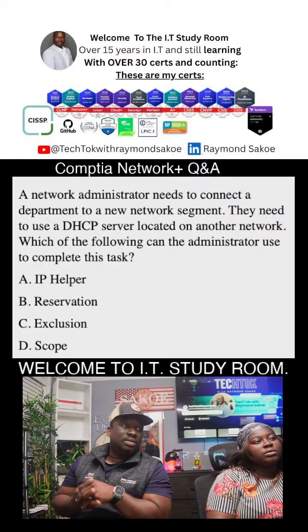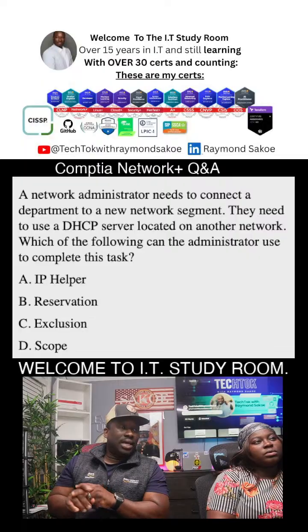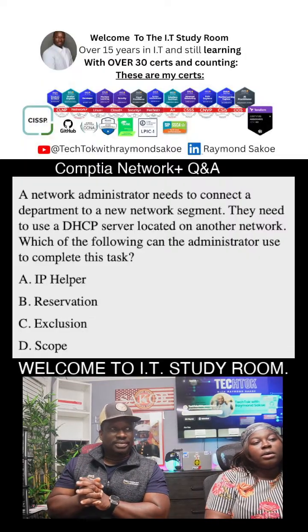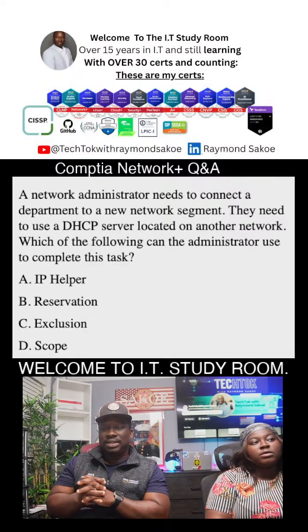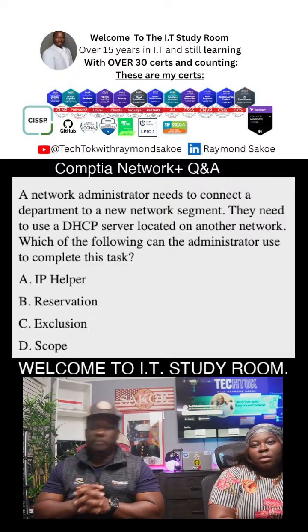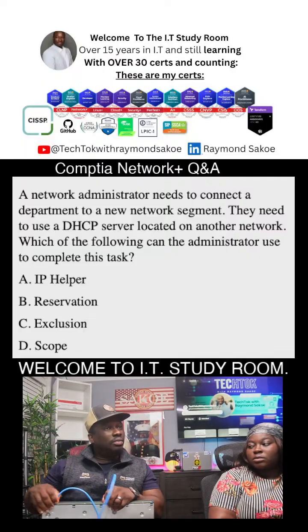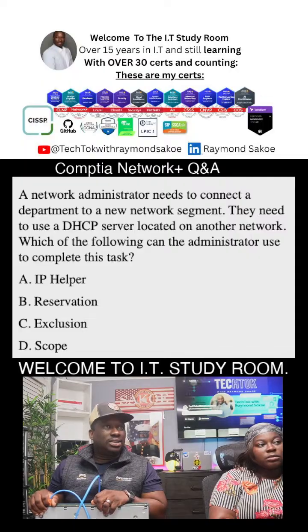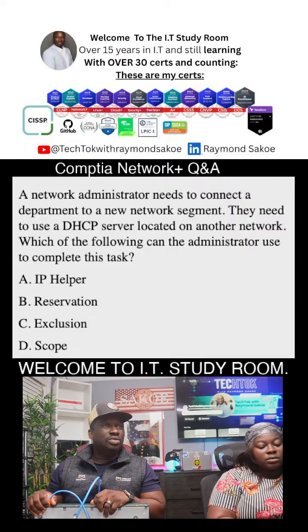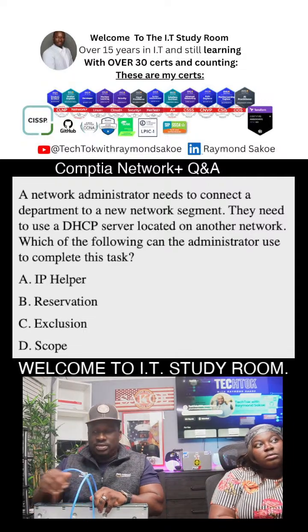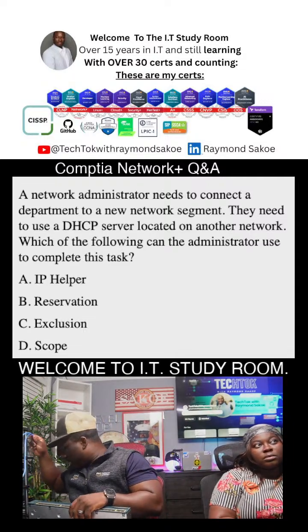All right. So the answer would be A. IP helper, right? Okay. IP helper. They connected a new network segment, which means a new network, right? A new network.